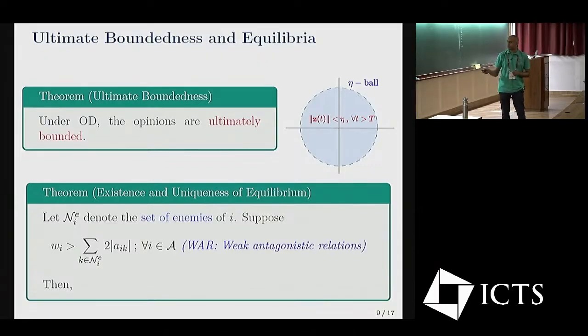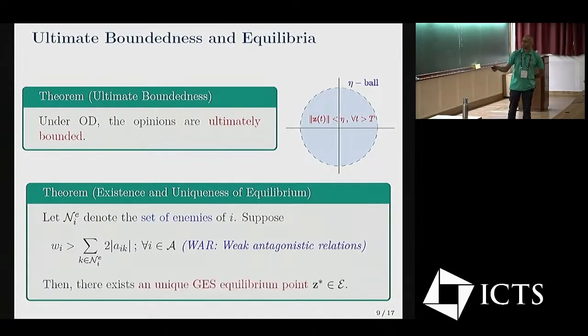So if we use that notation, then what this assumption is saying is that if we have weak antagonistic relations, or weak antagonistic influences on each agent i, then we can guarantee that there exists a unique equilibrium point, which also happens to be globally exponentially stable, right? So that is what this statement is saying.